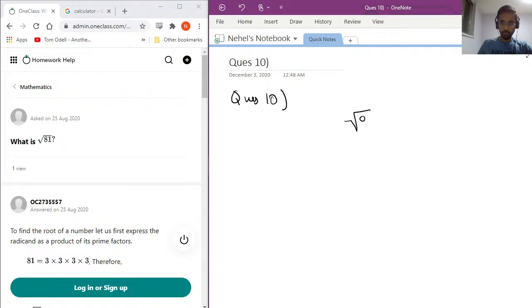So, square root of 81. First, what I would do is I would write down all the prime factors for 81. To identify prime factors, we start with 2 and go all the way up to 7 and 8 to try and identify if there are any numbers which this is divisible by. So we start with 2, it's not divisible. Since the sum of the two digits is 9, we know right off the bat that this is divisible by 3.